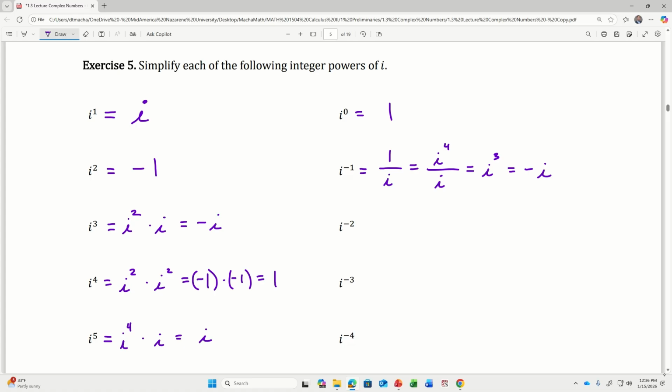What is i to the negative 2 power? -1. Let's see. It'd be like 1 over i to the 2, which is like i to the 4th, divided by i to the 2, which is i squared, which is -1. Very good. i to the negative 3 power.